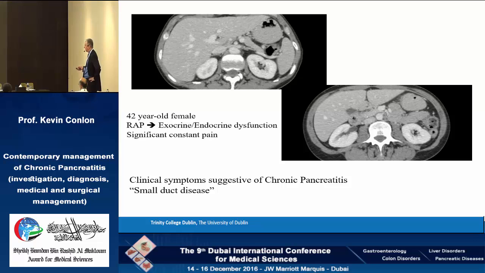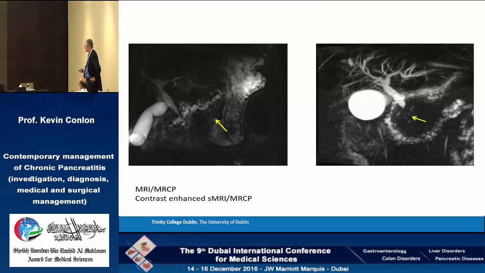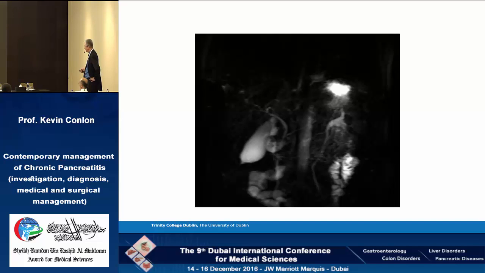We use MRI as well, and this is an MRI showing a dilated duct with all the little side branches. And then this is another example here of the dilated duct coming down. And in this patient, it doesn't project well, but you can see a normal duct. Well, it doesn't project at all. But what this patient has is pancreas divisum.